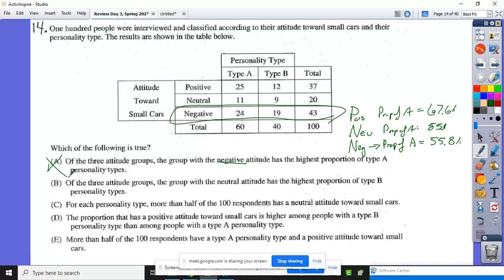Of the 3 attitude groups, the group with a neutral attitude has the highest proportion of type B. Why should this part be really easy to figure out what the answers are? Because it's just the lowest of that one, the opposite of these. So we've got 45%, 44.2, 33.4. So would neutral be the highest of type B? Yes, because it's going to be 45%. I don't know that I'm going to sit here and waste time to go through every single one of these.